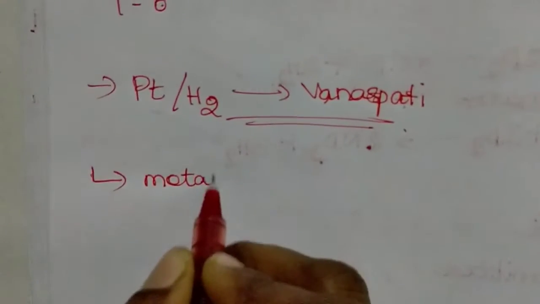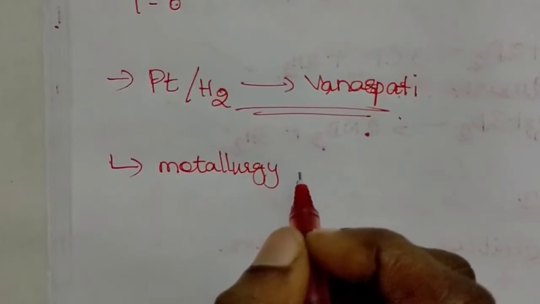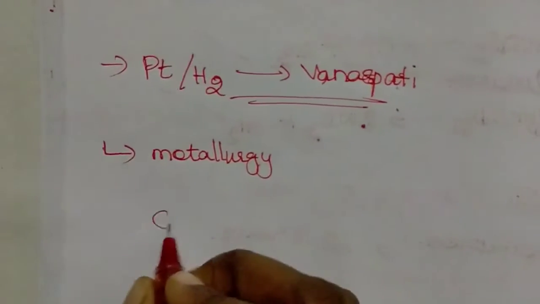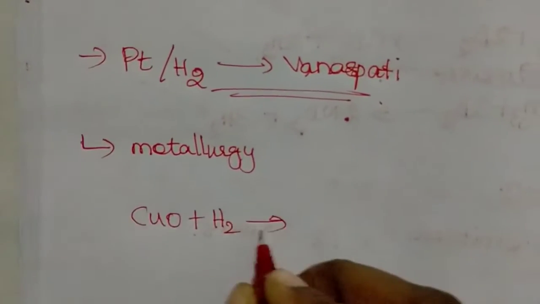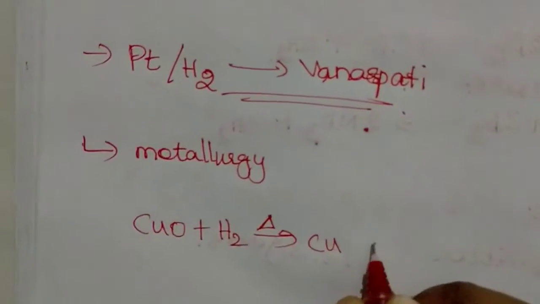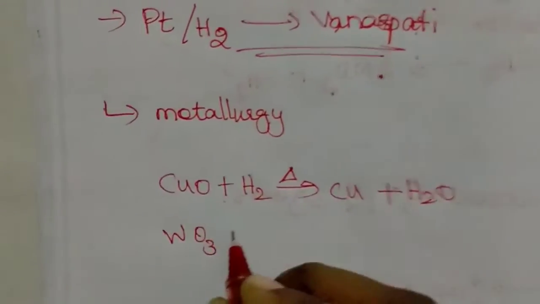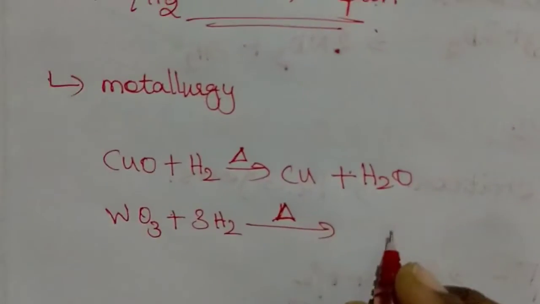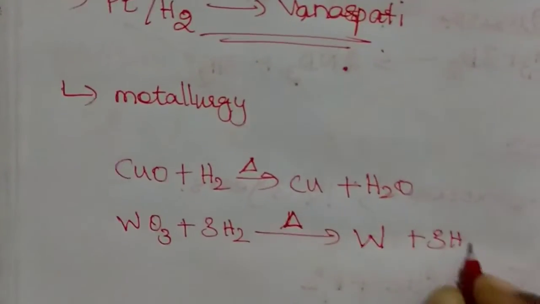Next, in the field of metallurgy, we use hydrogen for reducing many metal oxides to metals at high temperature. For example, copper oxide is treated with hydrogen at high temperature. It produces the metal and water is removed as moisture. Then tungsten trioxide is reduced with hydrogen at high temperature, producing pure metal tungsten with moisture or water.